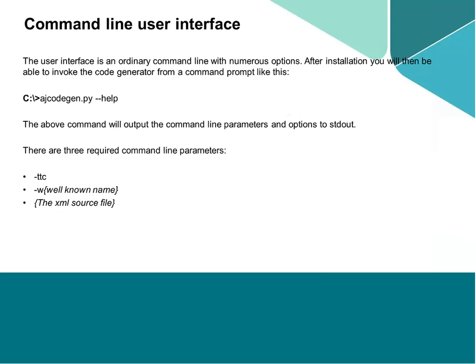The code generator is entirely command line driven. There's a help option, and you'll see all the different options that are available if you do a --help. But there's only 3 required parameters. One is the target. That's currently the -TC target for thin client. And then there's the well-known name, and that would be something like test.joe or something like that, whatever the well-known name you need for the service, and then the XML source file.